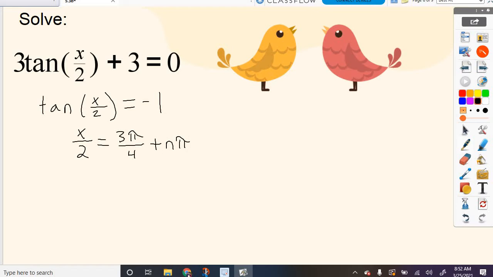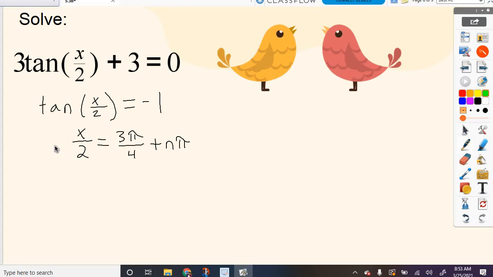as our period. And so because 3 pi over 4 is the first spot that tangent is -1, that would be our answer. But remember that technically it also occurs at 7 pi over 4 in our 4th quadrant, but because our period is only pi, we don't have to write that second answer.